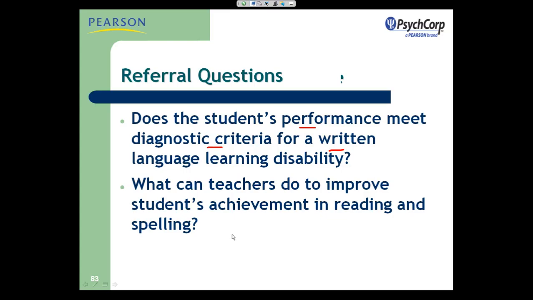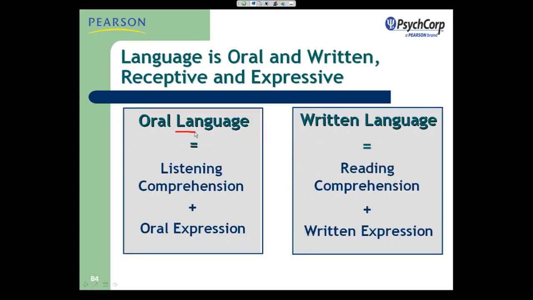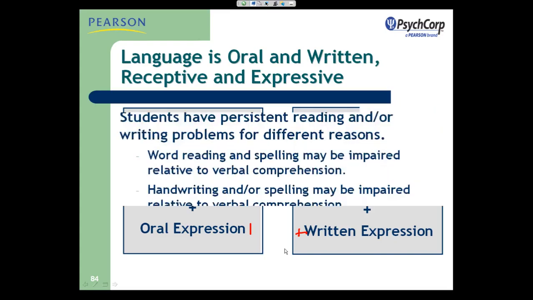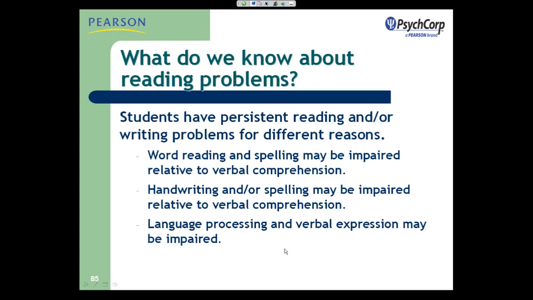So if you think about language, certainly it is oral. It's also written. And for oral, part of oral language is receptive, listening comprehension. Part of oral language is expressive. Similarly, for written language, part of written language is receptive. I read, I understand, and part of written language is expressive. You ask me to express my ideas in writing. So sometimes an individual may struggle with the receptive demands, or they may struggle more with the expressive demands compared to the receptive demands.